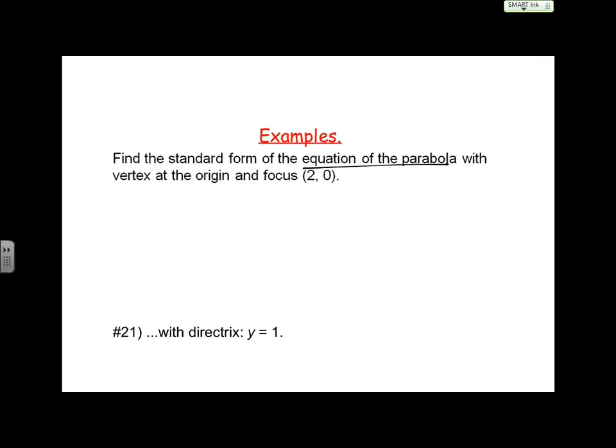Before we can attach a formula, kiddos, we have to figure out, is this an up-down one or is this a right-left one? What do you guys think if it says vertex at the origin and focus at (2, 0)? What's the best way to think about this? Why don't we make a picture? Where's the origin? Easy cheesy. Where's the focus?